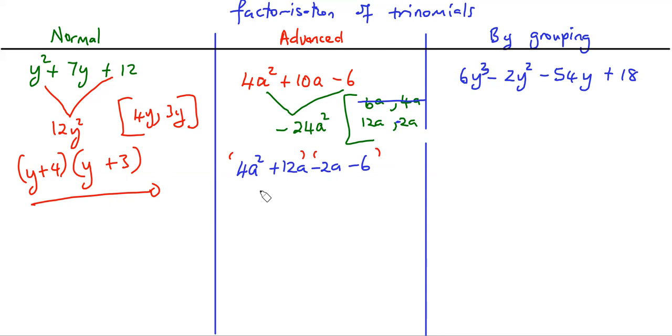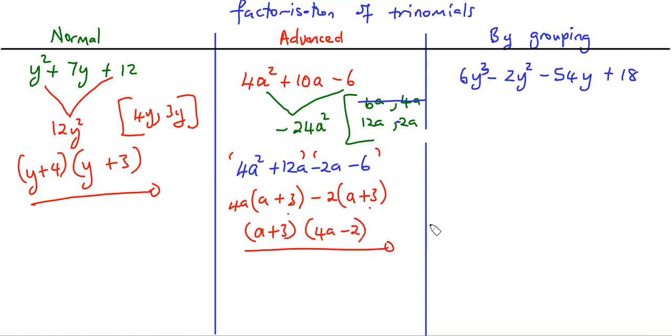When you group into pairs, let's take out 4a in the first pair, then you're left with a plus 3. Then here you're going to get negative 2 outside, then you're going to get a plus 3. As long as your brackets are identical, then you know that you're coming all right. A plus 3, then here 4a minus 2. Okay, this becomes your final answer.